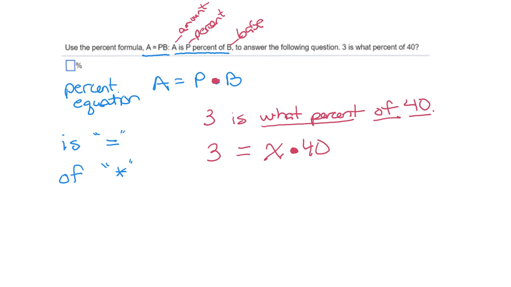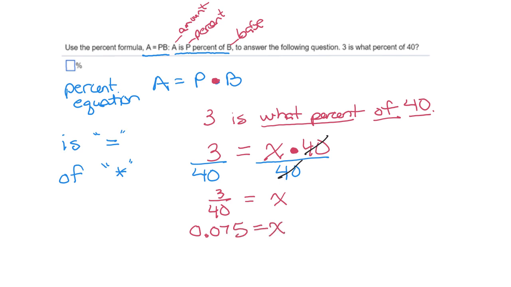What I need to do is do the opposite of multiply, and I will divide. What I do to one side, I must do to the opposite side. You can see here that on the right side, 40 divided by 40 is just 1. That will leave you X by itself, and you have 3 over 40. Remember, X is a percent. If you place this in your calculator, you are going to get 0.075.